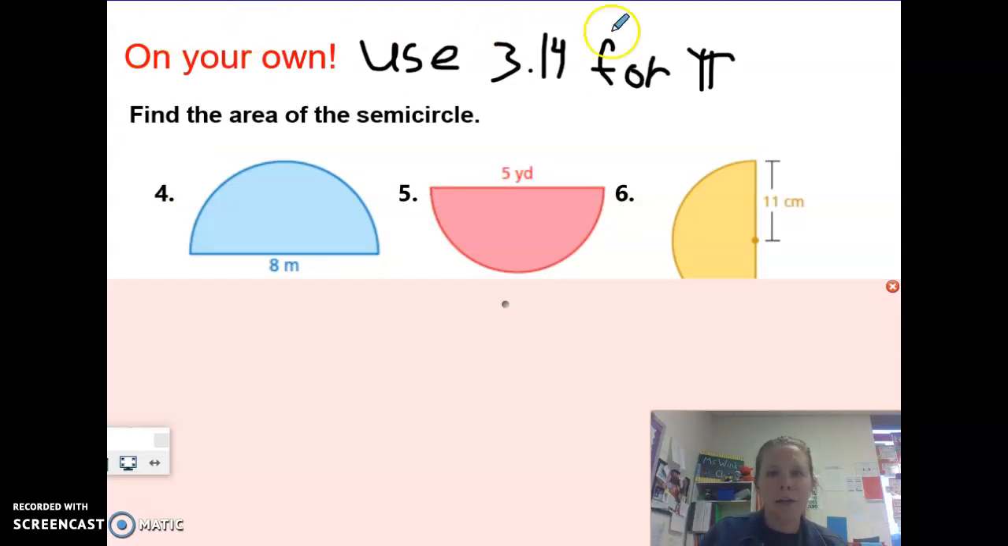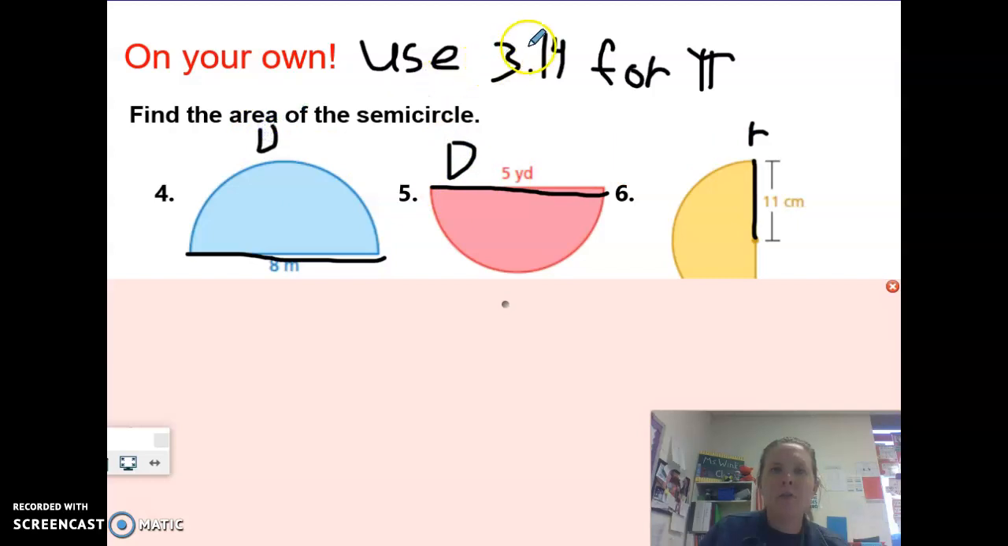So the next part here is another on your own. These are all semicircles. Notice that your first one, you have a diameter measurement because it's taking the whole part right here. Same with problem number 5, whole entire equation right here. And number 6 then, though, you have a radius because it's only part of it, okay? Everything else has your diameter, okay?